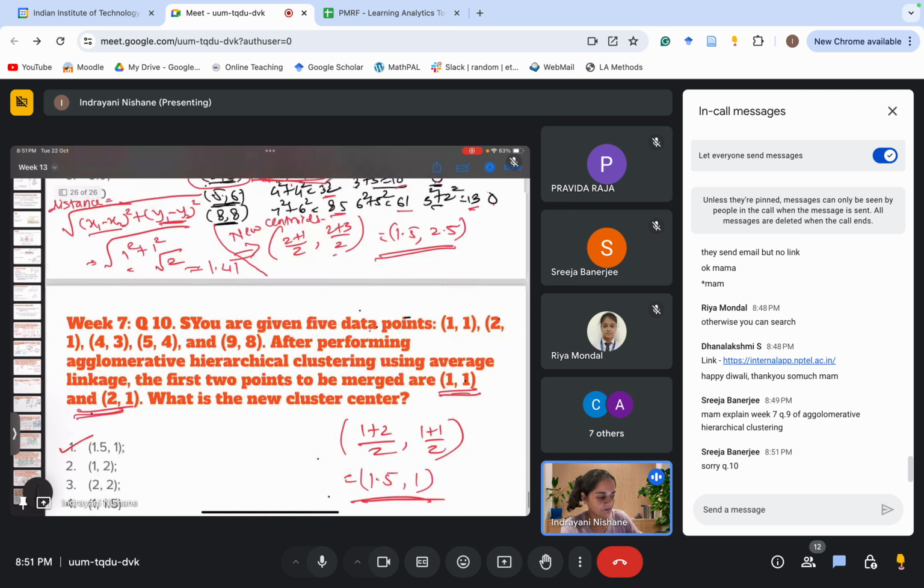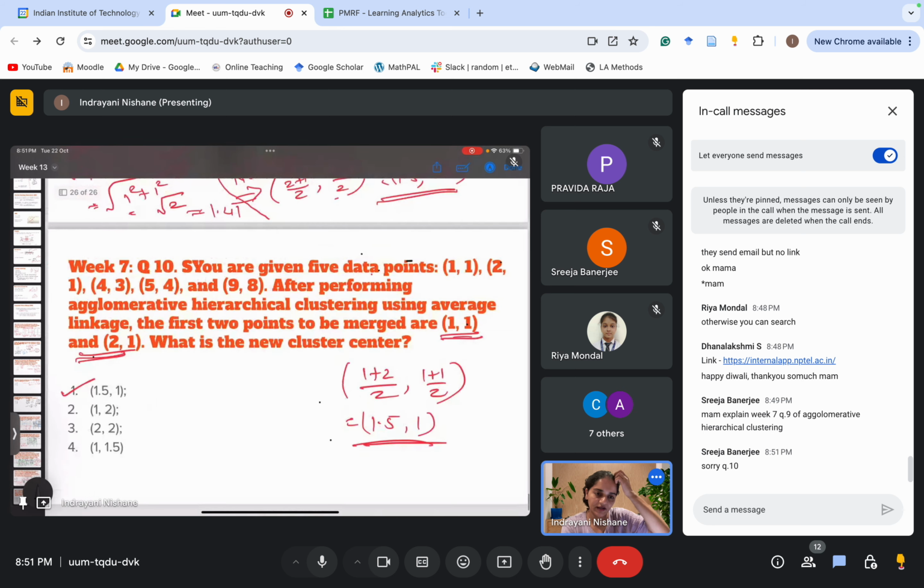Question 10 is also simple. That also I did tell how we came up with. We are just averaging these 2 points to get the cluster center. That's it. These 2 points are getting merged. We are computing their average to get the cluster center.